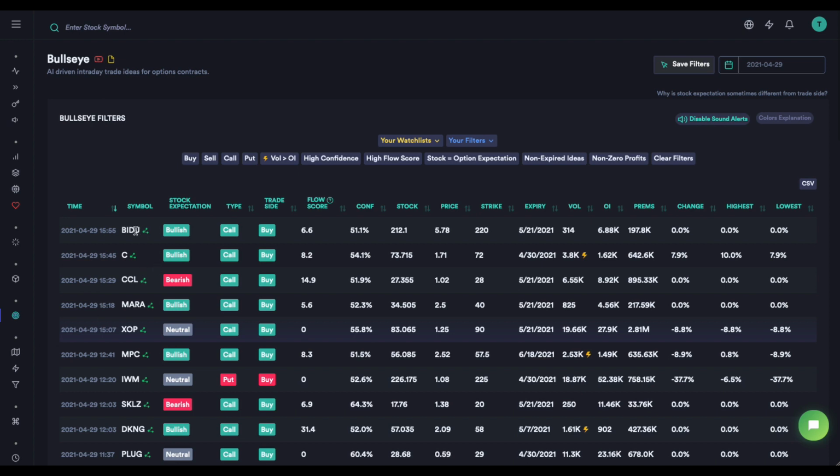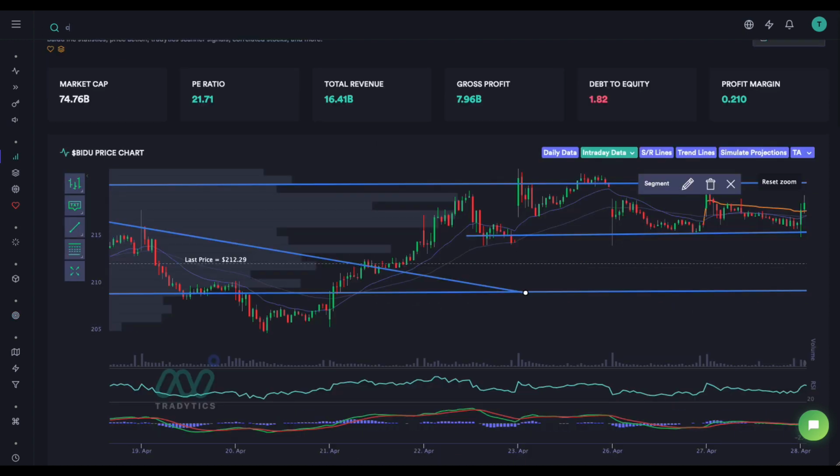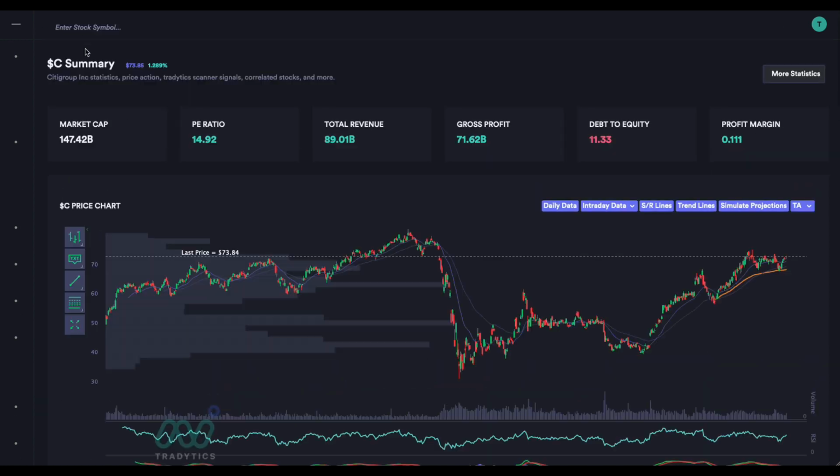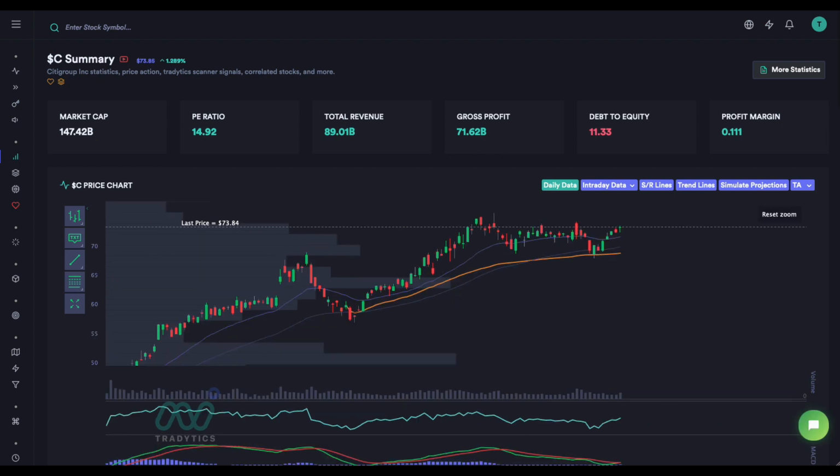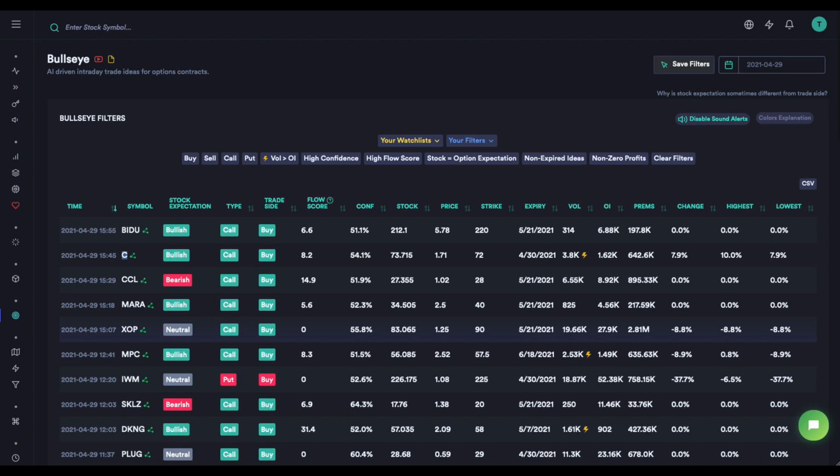So we have gone over this. Let's see if we can go over the C1 now. So I believe this is Citibank. Let's see, Citigroup actually. And let's see, this is a call alert as well.